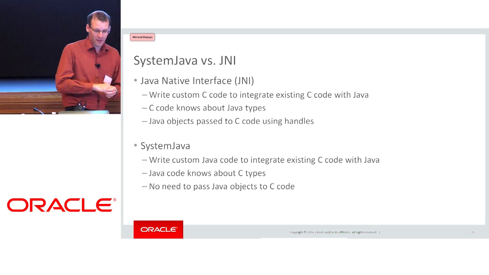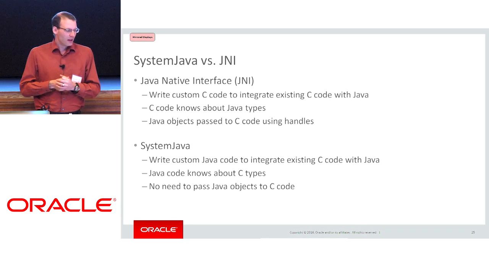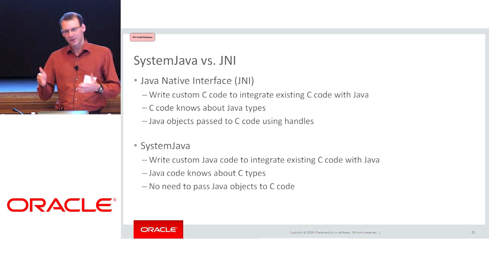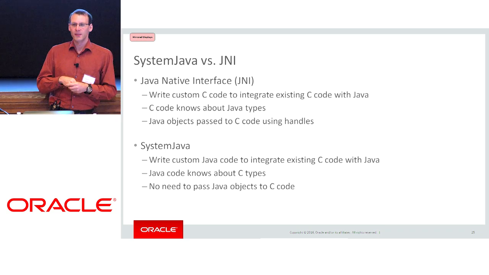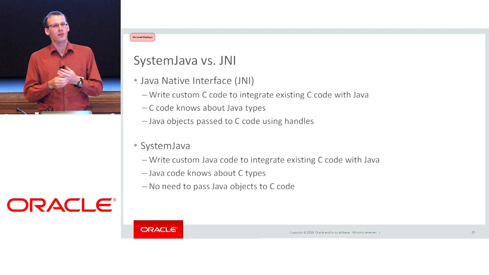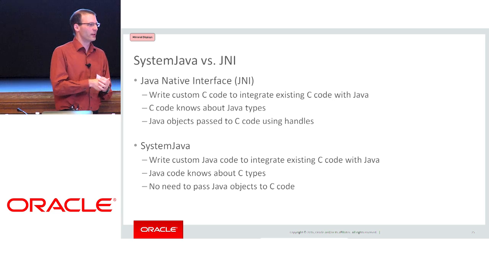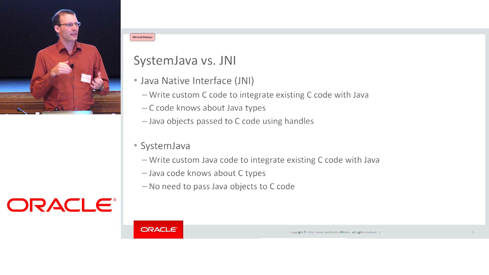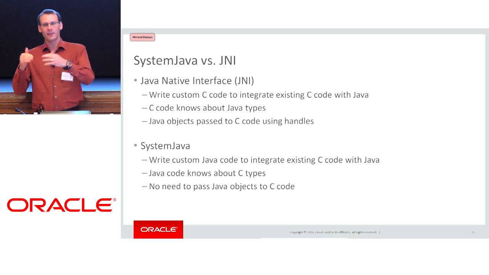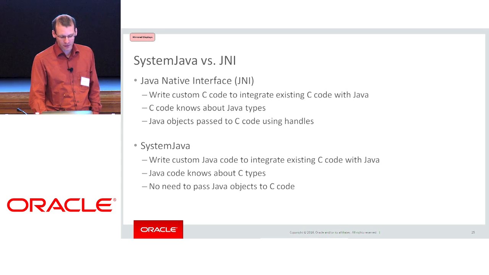In contrast, with system Java, you write all this custom glue code in Java, and the Java code now knows about the C types. So there's no need ever to pass Java objects to C code, which means you don't have to deal with all the complicated handle stuff. If you really have to call C code, say if you want to do a print line, then at some point you have to call into the OS kernel to really do the output. But that's code where you already give out only native memory, and so the garbage collector does not need to deal with these frames.